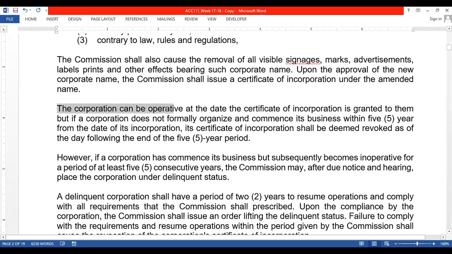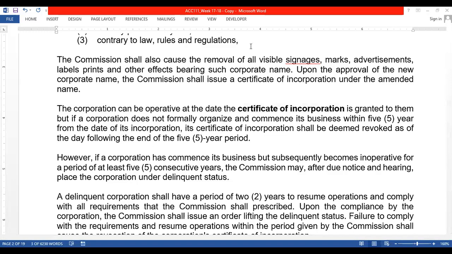This one is important. The corporation can be operative at the date of the certificate of incorporation. As long as you have received the certificate of incorporation from the SEC, you can actually start operating as a corporation. But take a look at this: if a corporation does not formally organize or commence its business within 5 years from the date of incorporation, its certificate of incorporation shall be deemed revoked as of the day following the end of the 5 year period. So it will be returned back.